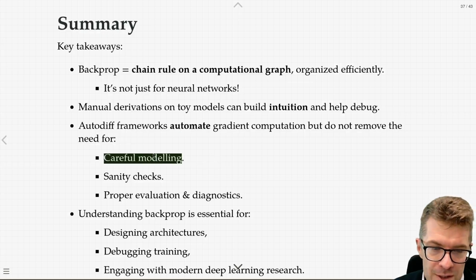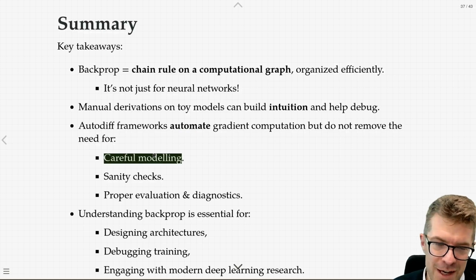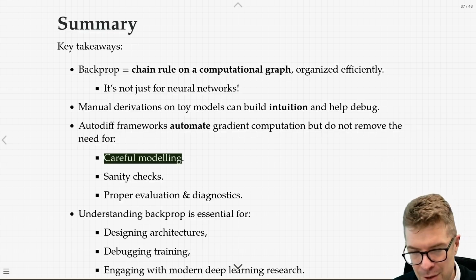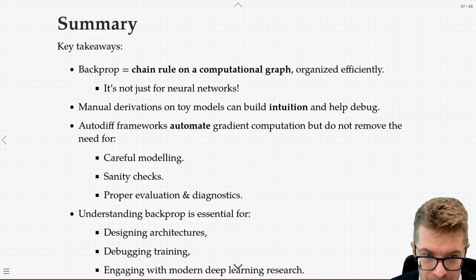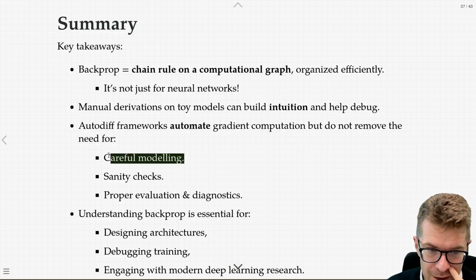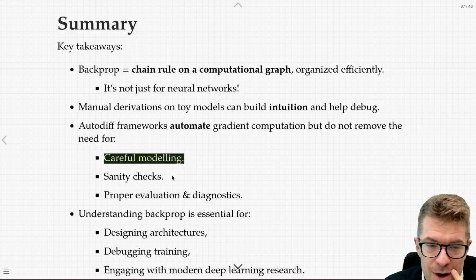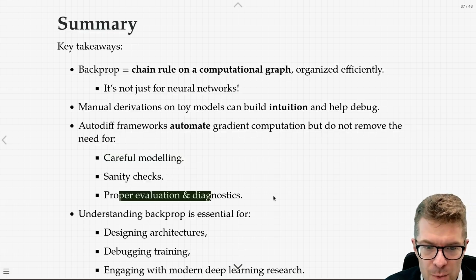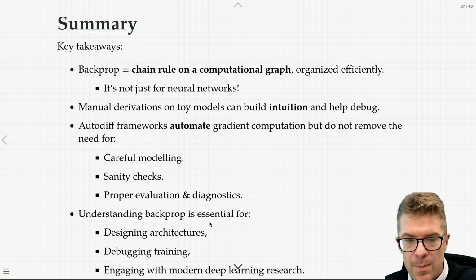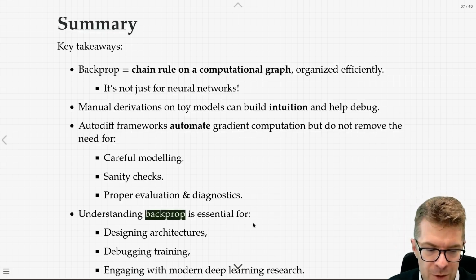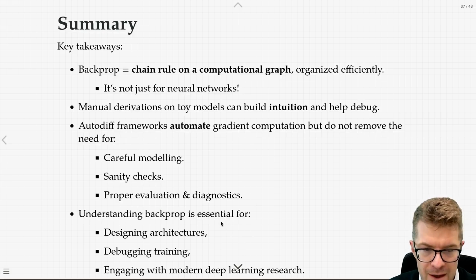Even if you're going to do a simple library-based thing, if you're going to be like 90% of the population outside of this class and just take libraries and use them without thinking about it, you're going to have a bad time. So keep on doing careful modeling, make sure every line of code is as correct as you can make it, do sanity checks, do proper evaluation and diagnostics, and understand what backpropagation is. It's not just a term that you happen to see frequently.